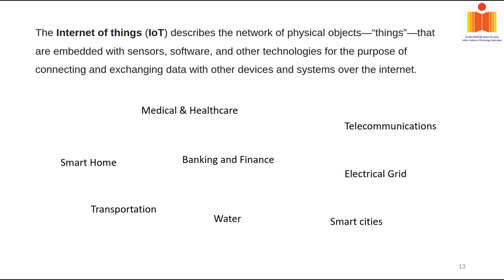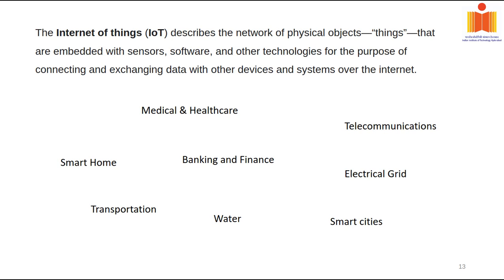So here I use pictures. Here I'll just simply use the words. I got this definition from Wikipedia. So IoT describes a network of physical objects, which are called things, that are embedded with sensors, software and other technologies for the purpose of connecting and exchanging data with other devices and systems over the internet. So two objects will be exchanging information.